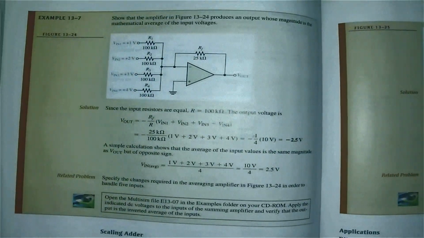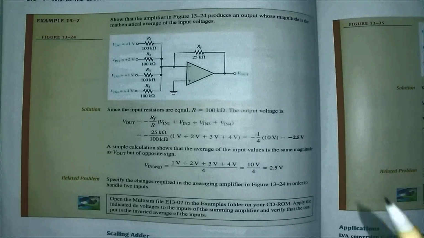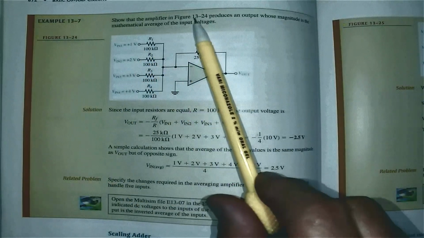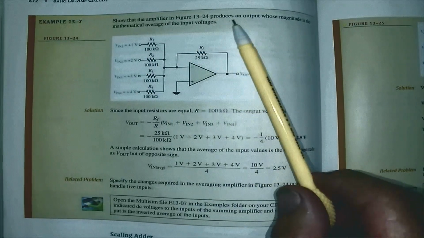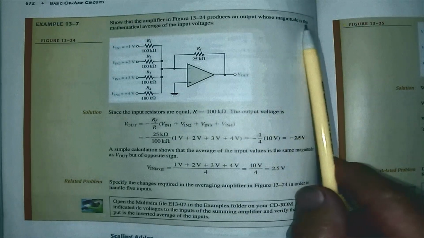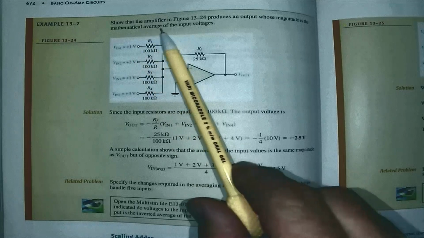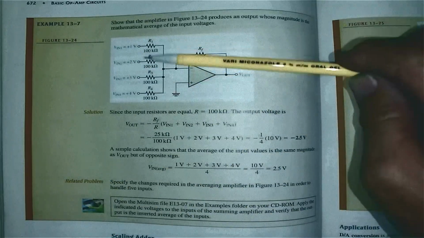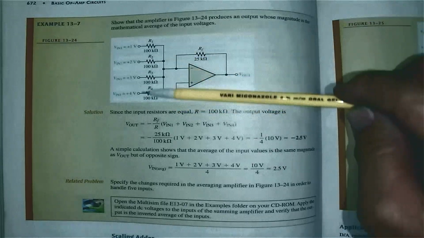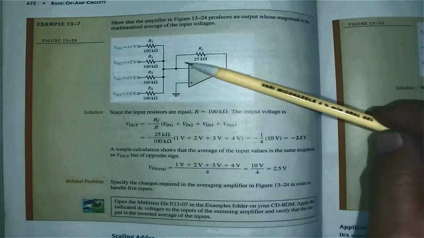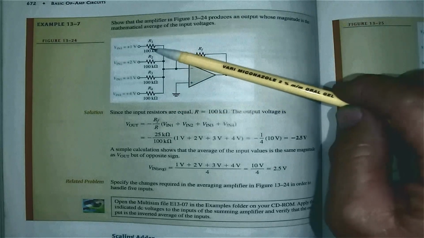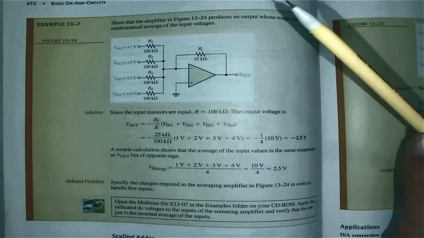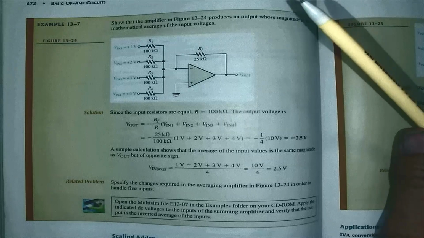If we look at example 13.7, they say show that the amplifier in figure 13.24 produces an output whose magnitude is the mathematical average of the input voltages. Now you see we've got 4 input values here, and all these resistors are 100K. That means my feedback resistor must be 100K divided by 4, and that will give me basically 25K.